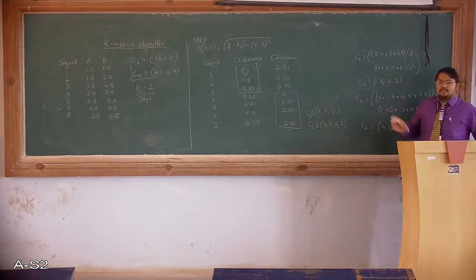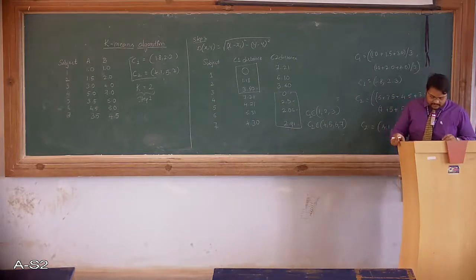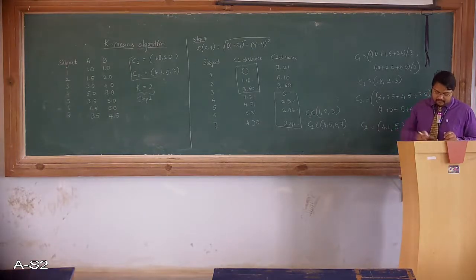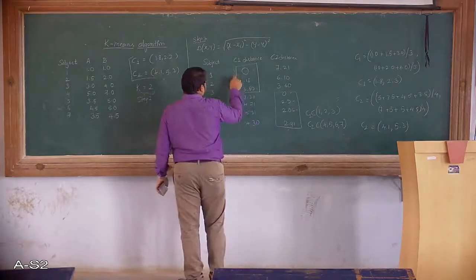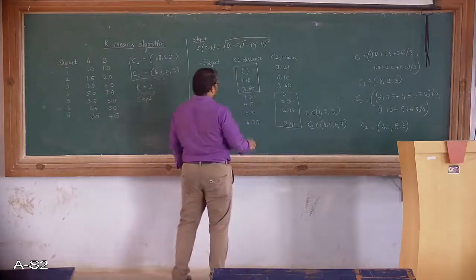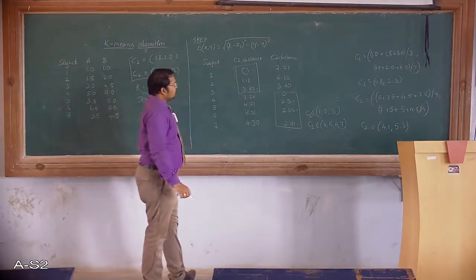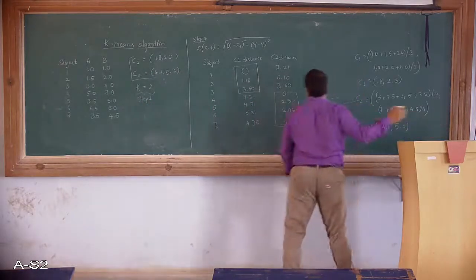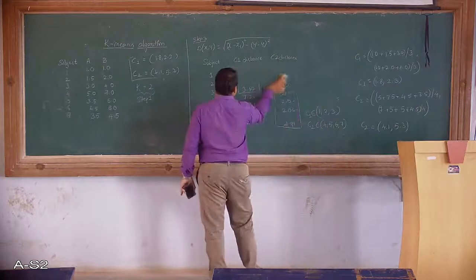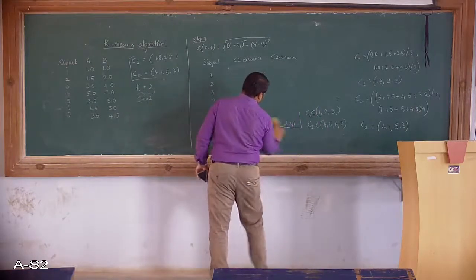So this was iteration 1. Now we are going to have iteration 2 again. Please remember, in iteration 1 we had 1, 2, 3 falling in C1 and 4, 5, 6, 7 falling in C2. Now again we are going to calculate the Euclidean distance as we did in the last iteration.